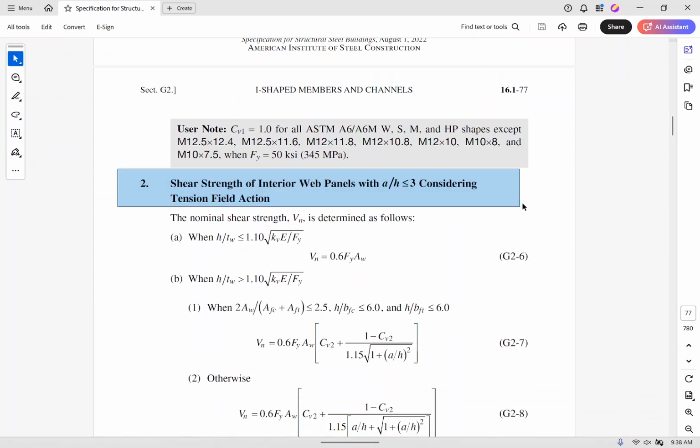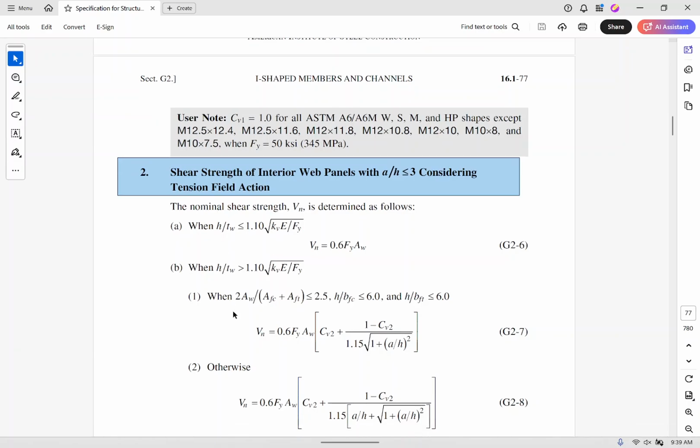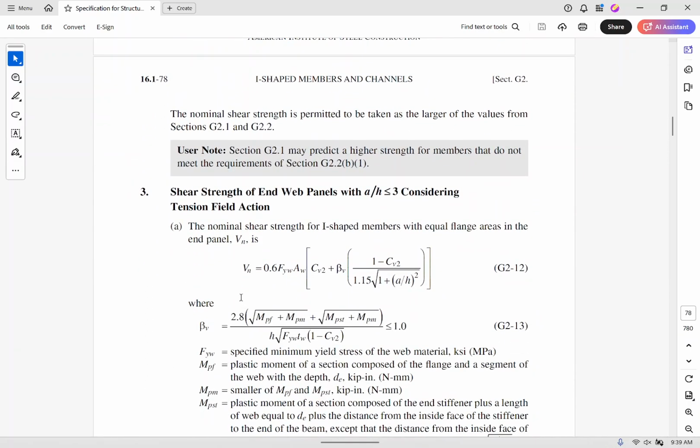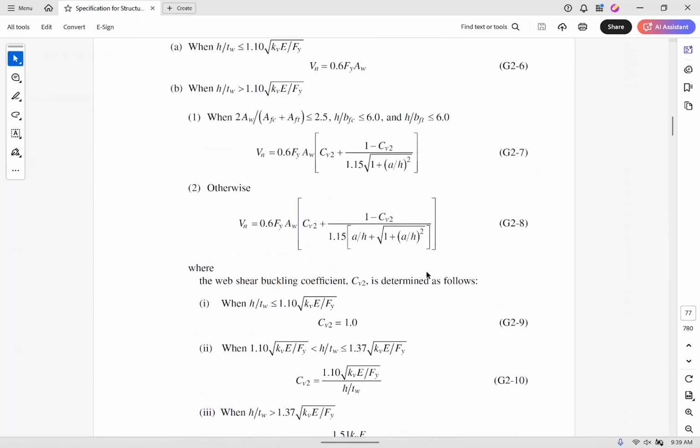Then we have G2.2, which says shear strength of interior web panels with a over h less than or equal to 3, considering tension field action, and then ones with a different limit, within web panels, considering tension field action. So what is tension field action? Okay, I'm going to say a little bit about that.